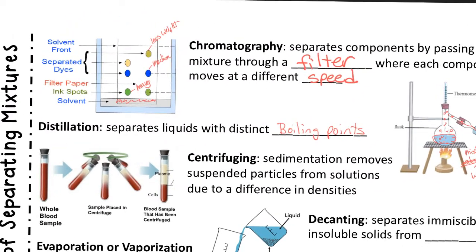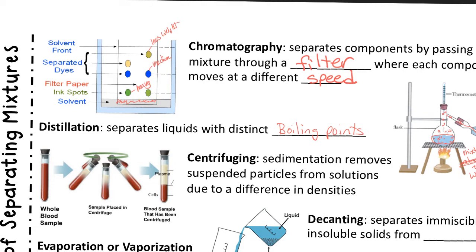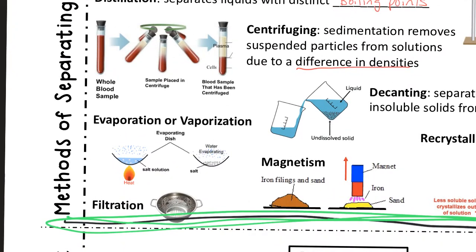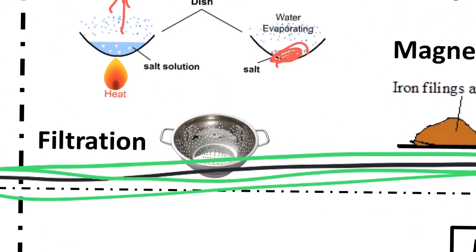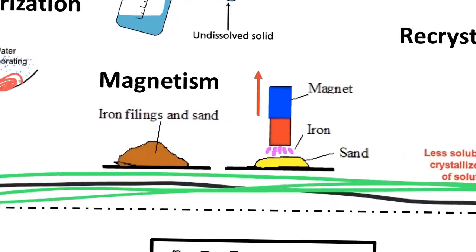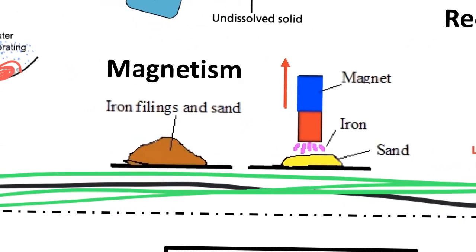Other methods of separating things are centrifugation, where you're going to be using different densities to separate things. Evaporation, where you just allow the water to come out and you're going to be left with the solid. Filtration, like using a colander to filter your spaghetti from the water. Magnets will work if you have a metal mixed with something else that's not metallic.